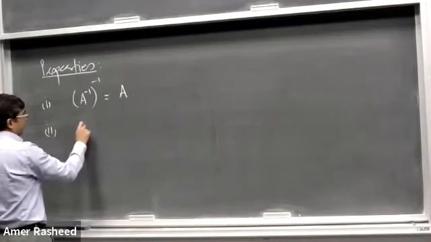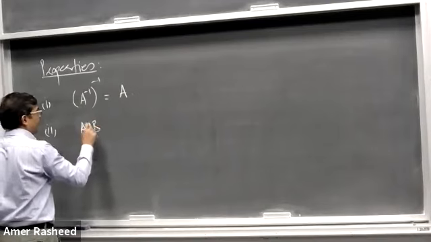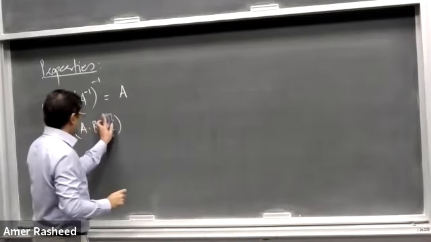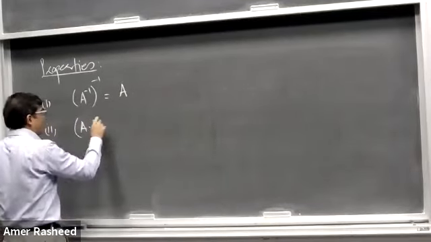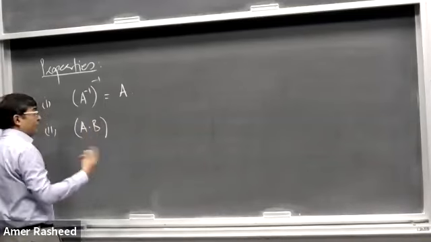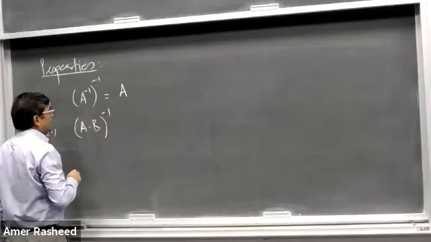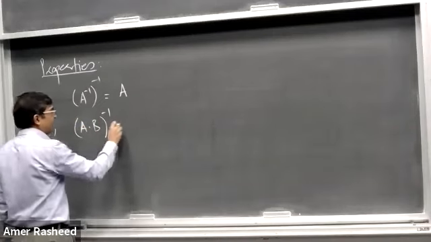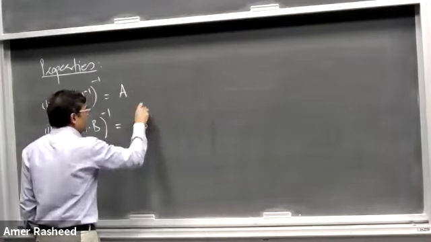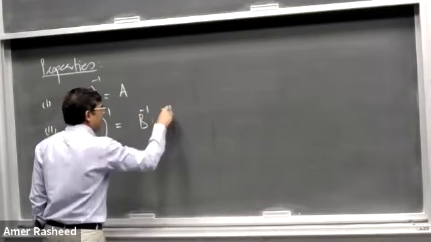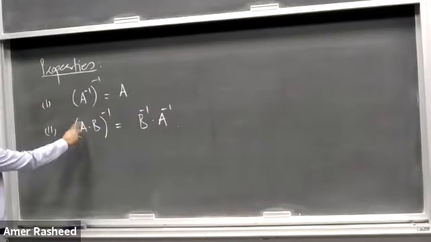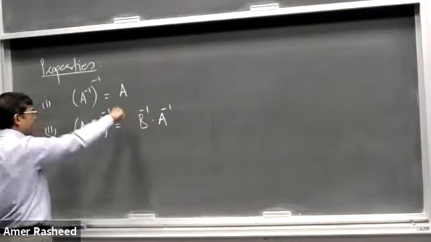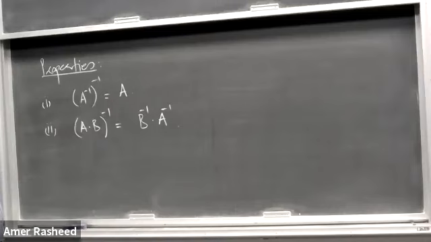Another property of inverses: if A and B are invertible, then the inverse of their product, A into B whole inverse, is equal to B inverse into A inverse. The order of the matrices in the inverse will be changed.